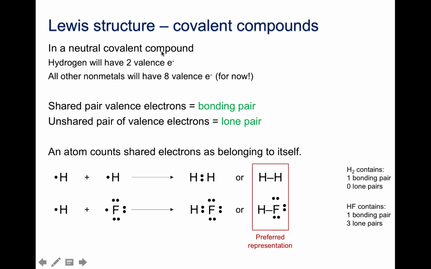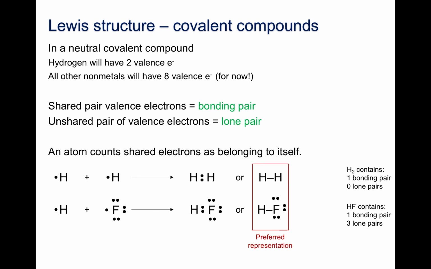If you have a neutral covalent compound, so a molecule, you are going to arrange the elements in such a way that hydrogen is going to have 2 electrons around it, so that its outermost energy level is filled with electrons. Remember, energy level 1. All of the other nonmetals are going to have 8 valence electrons surrounding them. That's just for now. We'll go over all of the specific exceptions to those rules in chapter 10.